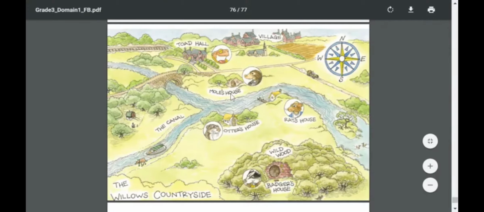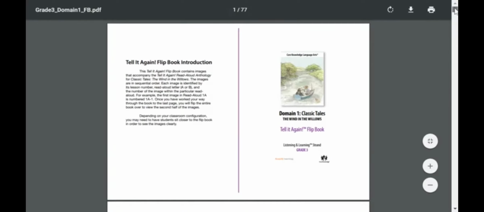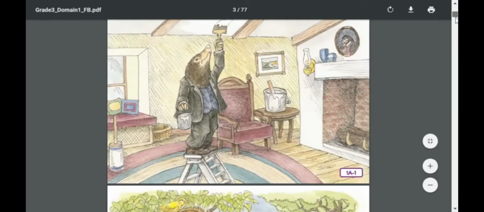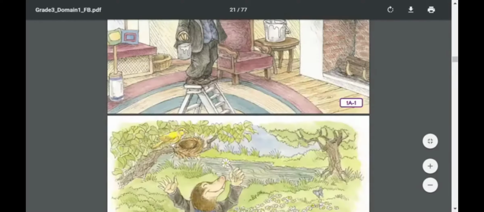We started out in Mole's house. Mole came out of his house. He saw Rat's house. And then they got in their little boat and they are traveling down the river. So let's go back up to the very beginning and take a look at our story again just to make sure we remember. Here's Dear Little Mole.